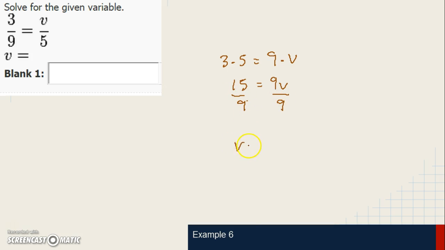And I have v equals, I can actually simplify 15/9 because I can think of a number I can divide both of them by, which is 3. And I get 5/3. And you're going to want to type in the fraction in its simplest form because that's the way the computer is going to read it.